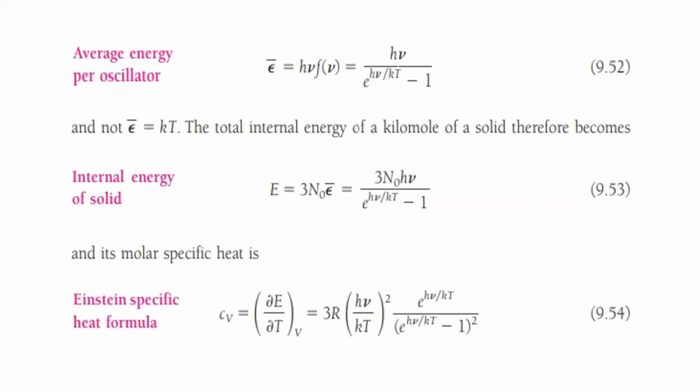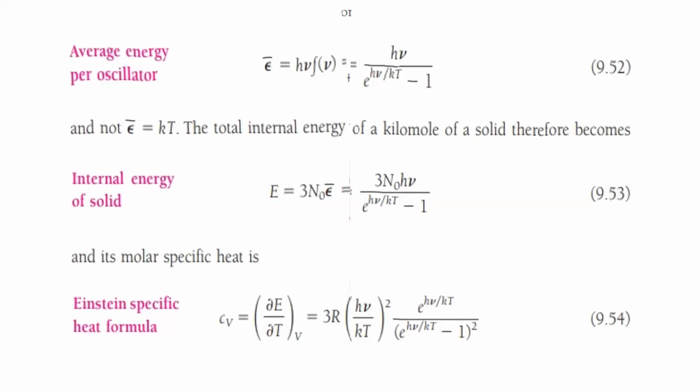So is it perfect? That's the question. Is it able to explain everything, or is there something that we have to think upon in this particular equation? Let's look at the equation again. 3R, h, k are all constants and they are coming twice in the formula. We have a nu square dependence, and then we have exponentials both in the numerator and the denominator. Are we on the right track?